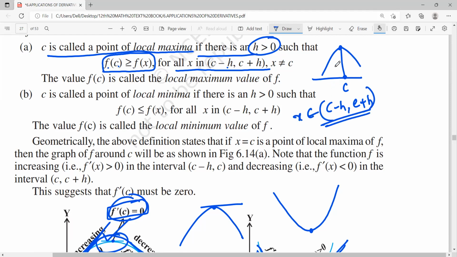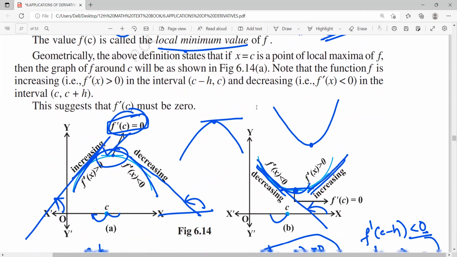f of c, that means what? In this interval, f of c is maximum. See, f of c is always greater than or equal to f of x. What is x? x is in the neighborhood of c. This is called the neighborhood of c. Then in the neighborhood of c, if it is always less than, that means what? It is minimum, local minimum. That is the definition.